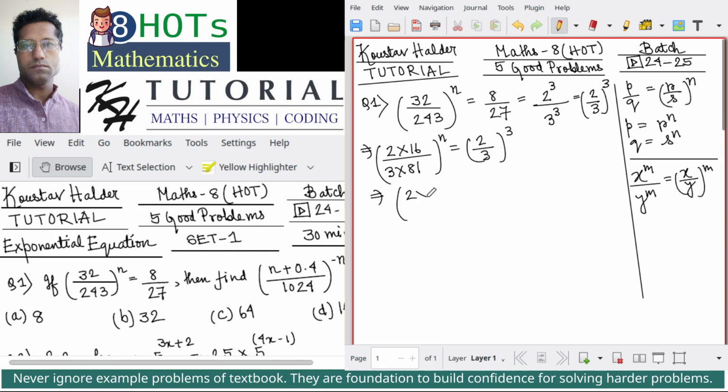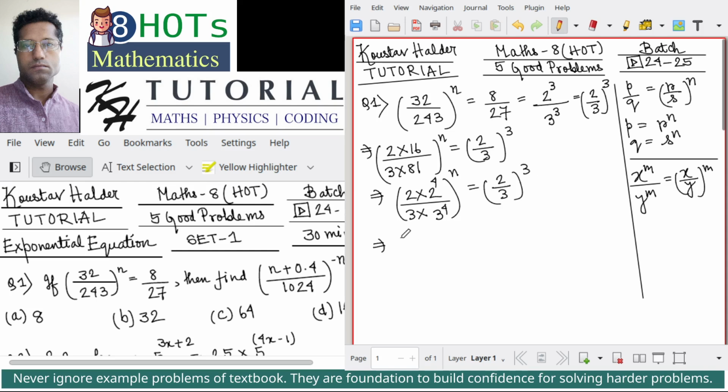So 2 is 2. What is 16? 16 is 2 to the power 4. All these small powers you should be very familiar with. What power of 2 is 16? What power of 2 is 32? What power of 3 is 81? What power of 3 is 27? All these small calculations you should be well aware of. Okay, so now 3 multiplied by 81 is 3 to the power 4. We have the whole raised to the power n is equal to 2 by 3 whole raised to the power 3.